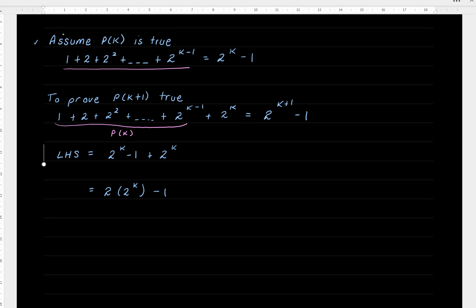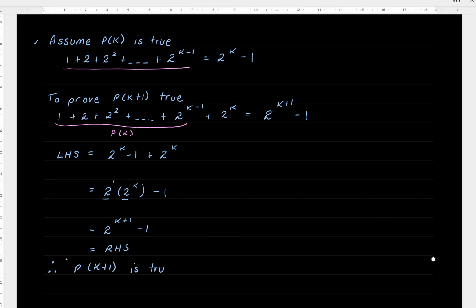Now, hopefully you can see what I can see is that we are timesing by the same base here. And when we're timesing by the same base, we have to add the powers. So that's how we end up with 2 to the K plus 1 minus 1. And that does indeed equal our right-hand side. So therefore, PK plus 1 is true.